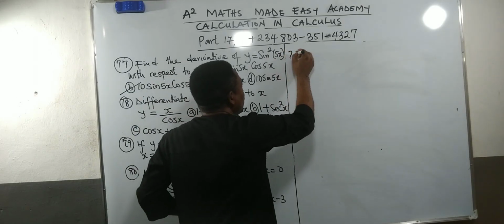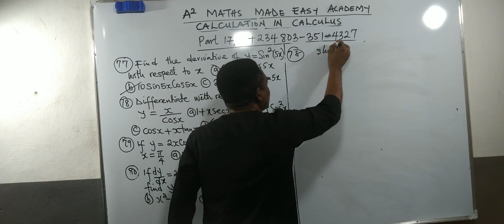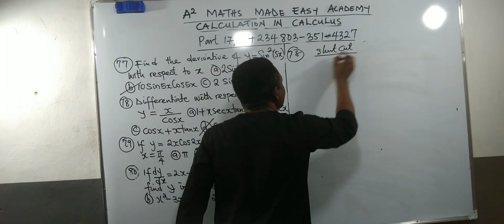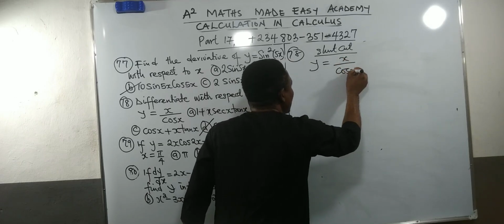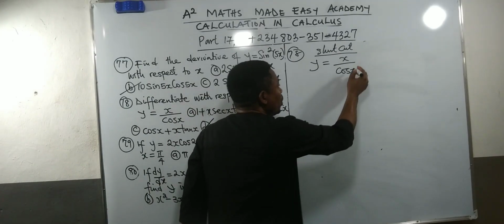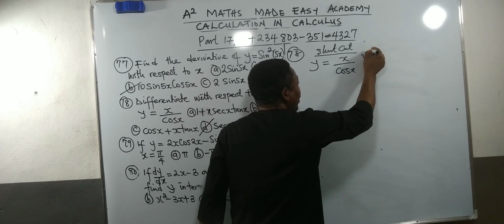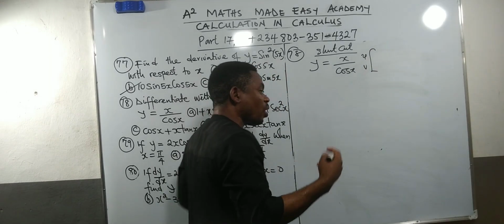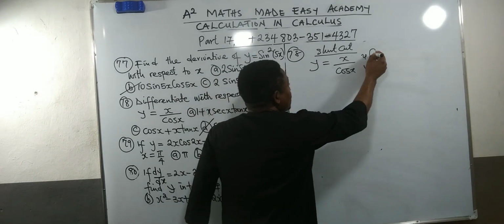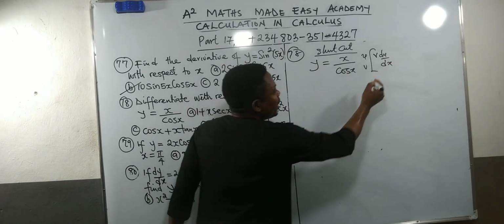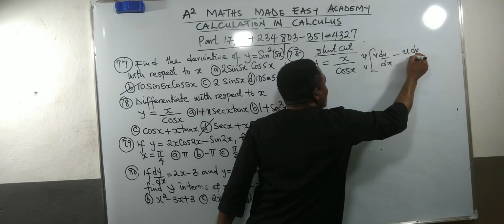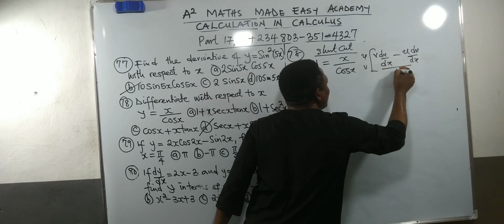Now, question number 78, I'm using what we call the shortcut. Are you there? We are given that y is x all over cos x. Very simple. You know that this is u and this is v, right? And what is the formula for the quotient rule? It is v du over dx. Are you with me? Then minus u dv over dx. Then all over v squared.